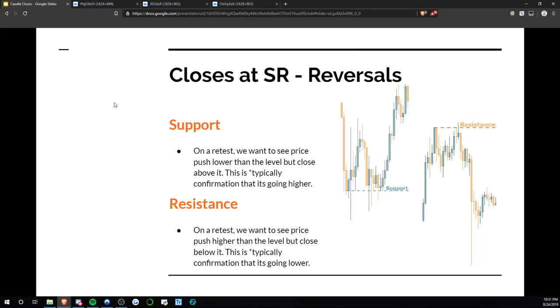The first thing that we're going to discuss is candle closes at SR, support and resistance. When price is coming into a level, it's either going to reverse, or it's going to break that level and continue on in the direction that it was going. Right here we have reversals. At support, on our retest, we want to see price push lower than that support level, but ultimately get pushed back up and close above it. This is typically confirmation that price is going to go higher.